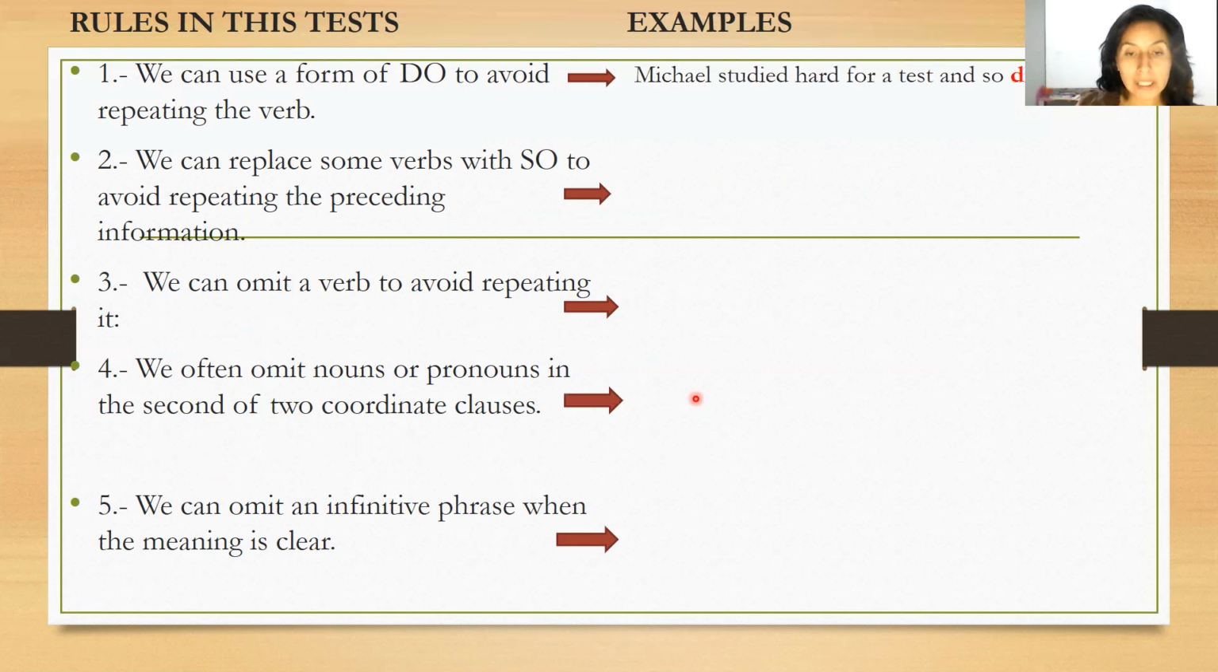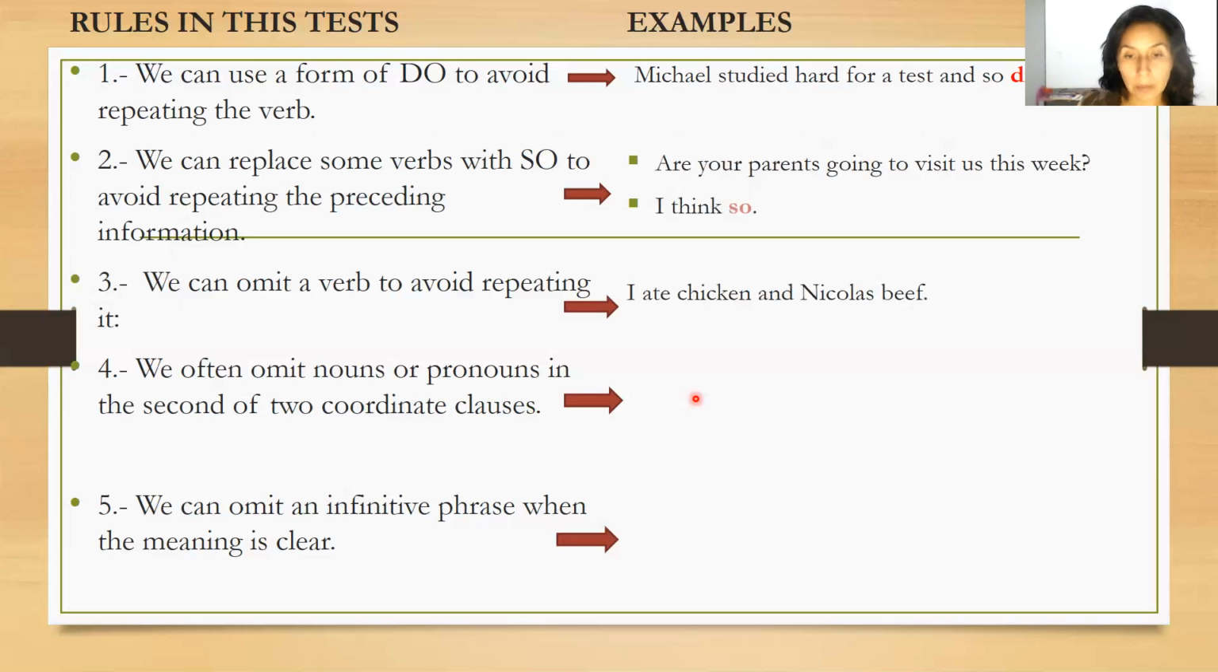First, Michael studied hard for a test, and so did I. I use the word did to avoid repeating the main verb in the coordinated clause. Next, are your parents going to visit us this week? I think so. The speaker uses so to avoid repeating the same phrase from the first sentence. Another example, I ate chicken and Nicholas beef. The speaker deleted the unnecessary information in the second occurrence.